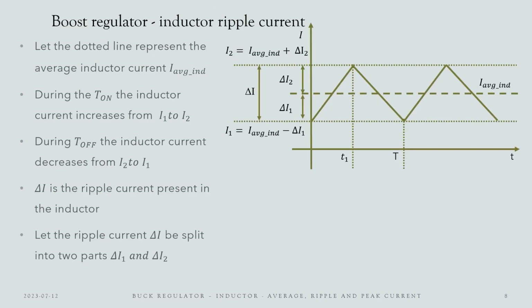Let us now look at the inductor ripple current equation. Here, the dotted line represents average inductor current. When the switch is turned on, the inductor current increases from I1 to I2, and when the switch is turned off, the inductor current decreases from I2 to I1. Let delta I be the ripple current. It is split into delta I2 and delta I1.